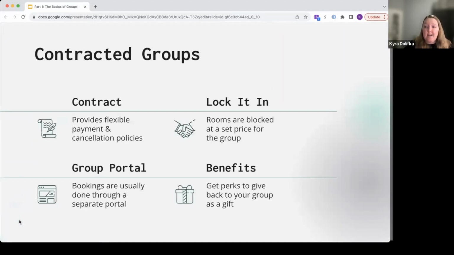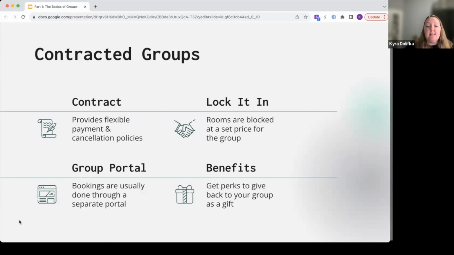Again, you're going to sign a contract. You as a travel agent are actually going to be signing the contract. Now, you should have a contract between yourselves and the group leader as well that the group leader is going to sign. But when the vendor provides you a contract for the group, you are going to be the one who signs that. Now, in the contract, there are going to be flexible payment and cancellation policies. These are all stated in the contract that you sign. We will be talking a lot more about these policies in later parts of this training series.